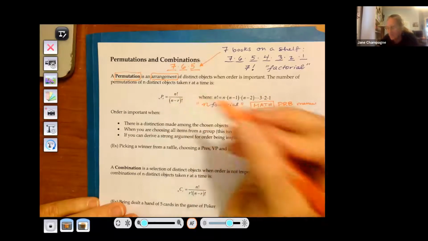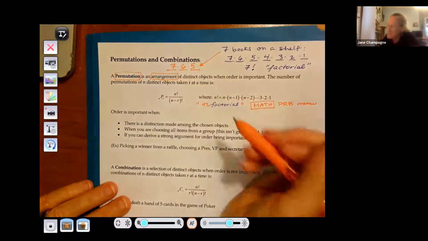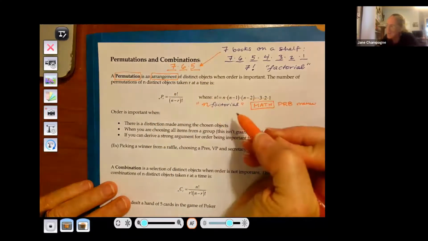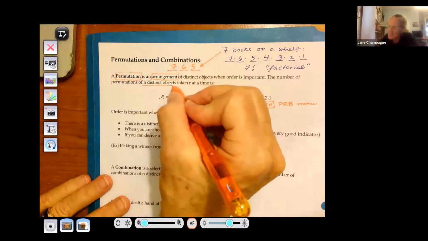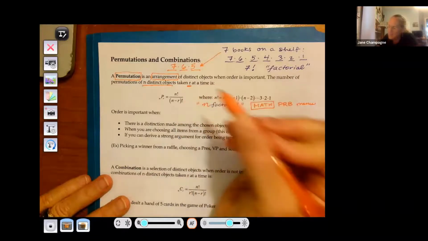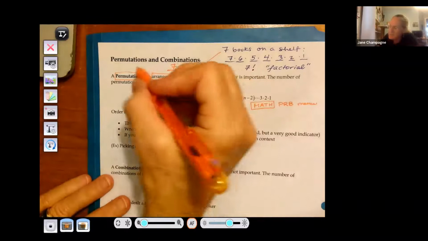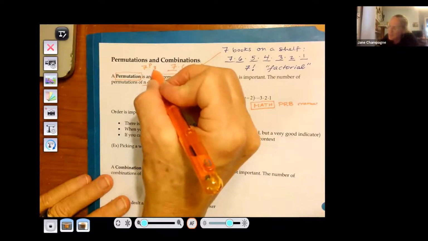NPR, kind of like National Public Radio, NPR is the number of permutations or arrangements of n items, n distinct objects, when you're taking R of them. Okay, so this example here would be 7 permute 3 of them.